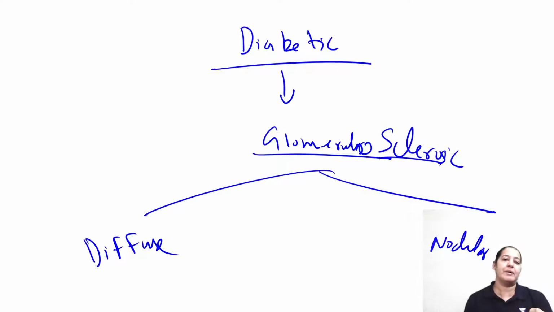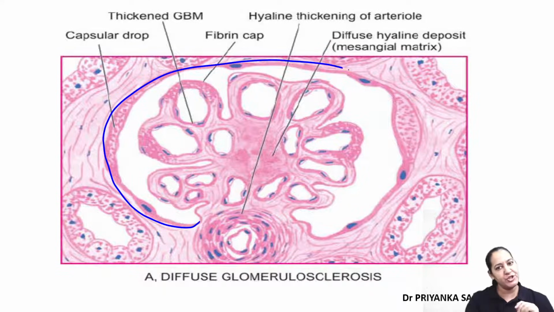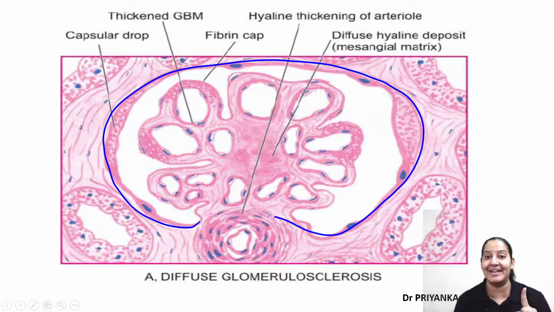The name itself indicates its meaning, right? Let me first explain the diffuse. This is the diagram of the diffuse. Can you see this is the glomerulus? Appreciate only the glomerulus. Don't see tubules, blood vessel and interstitium. Inside this glomerulus, there is hyaline. What is hyaline? Hyaline is a pink color, eosinophilic, acellular, structureless, homogeneous mass. The hyaline gets deposited at 4 places. That's why it is known as diffuse.